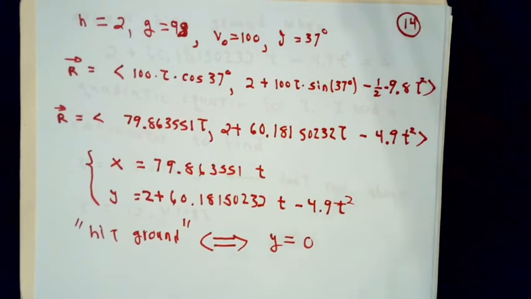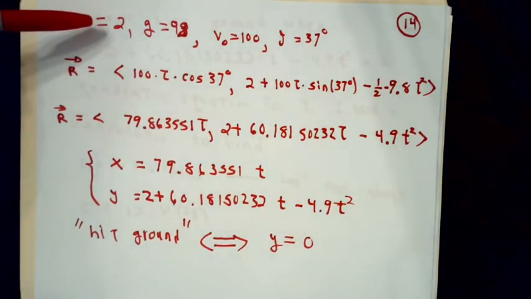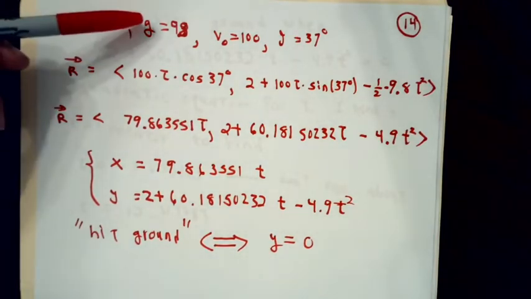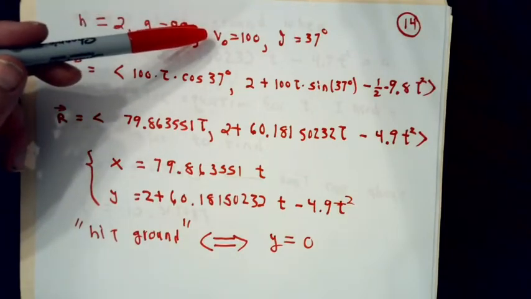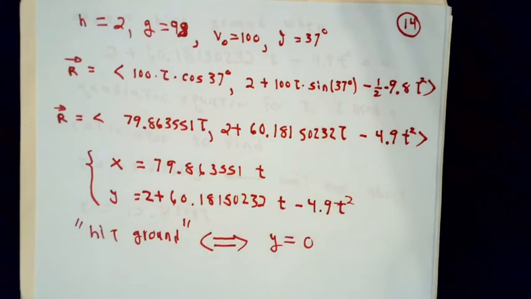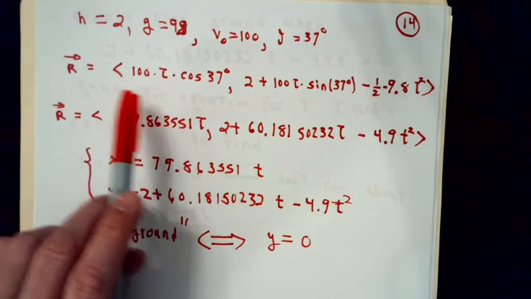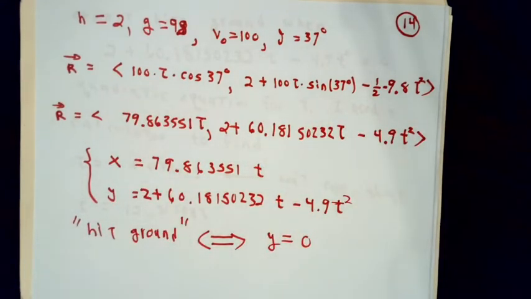Under these circumstances, the h in our formula would be 2, g would be 9.8, the initial speed is 100 meters per second, and the initial angle of inclination is 37 degrees. Given the facts that we know, insert them into our formula for r, and this would be a formula that gives you the position at any time t after the initial time.